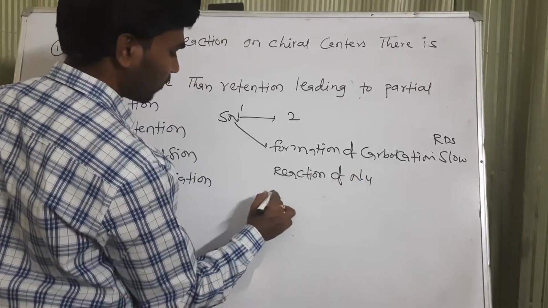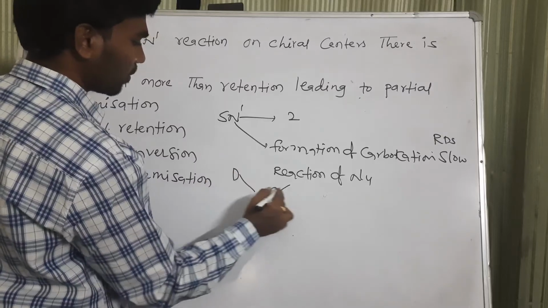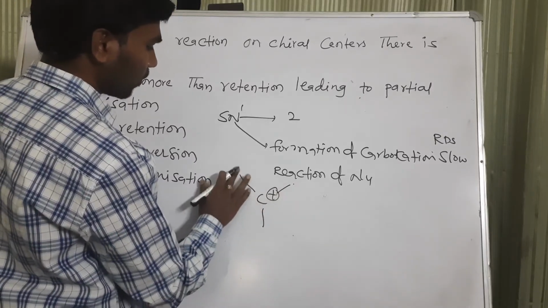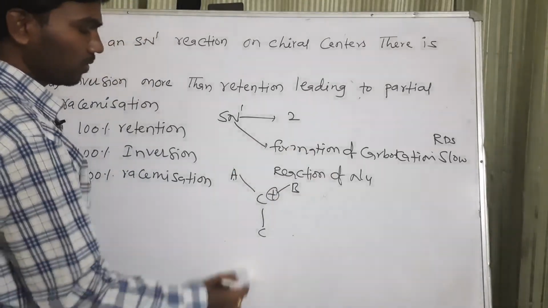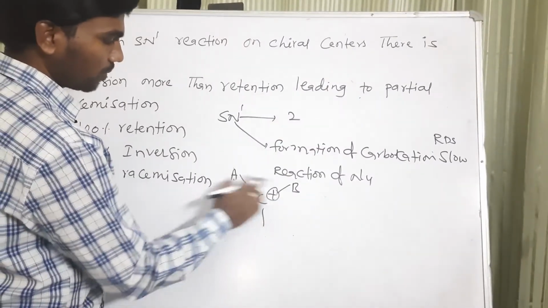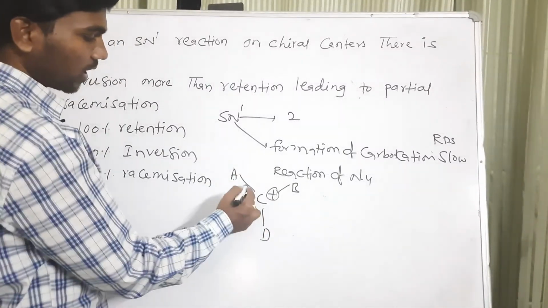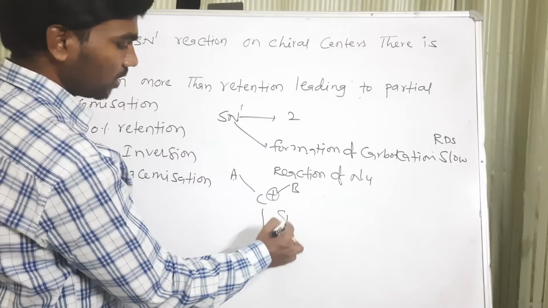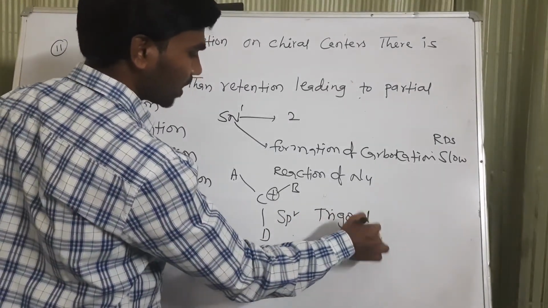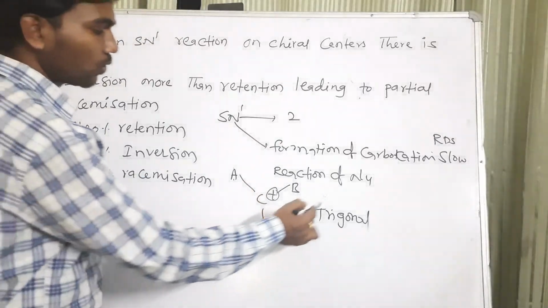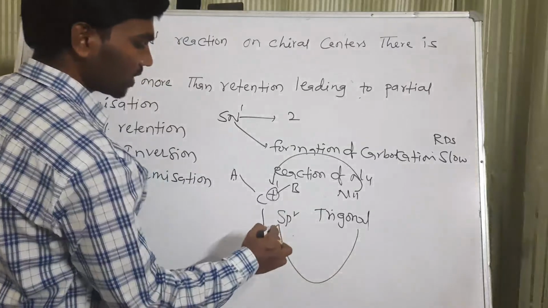When carbocation is formed, the chiral center, meaning sp3 carbon, has 4 different groups. Here I am taking A, B, C. The alkyl halide halogen group will leave, so here A, B and I am taking D. Here the carbocation is there. This carbocation has sp2 hybridization, so it follows trigonal planar geometry. Because of this planar geometry, the nucleophile may attack from this direction or from this direction.